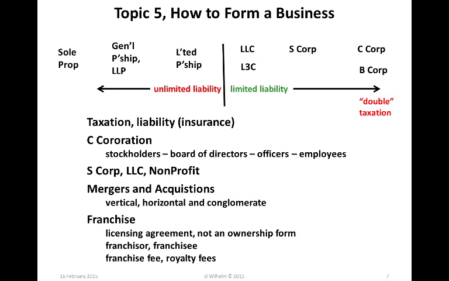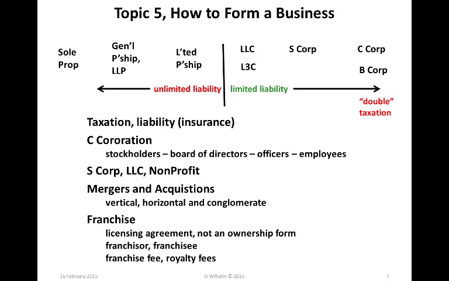So unlimited liability or sole proprietorship, partnerships, except for the limited partners, limited liability, LLCs, S Corp, C Corps, L3Cs, and B Corps. C Corp is the only one with the double taxation. For unlimited liability, one cure for that is to take out insurance, but I also hear that insurance is not a substitute for limited liability.